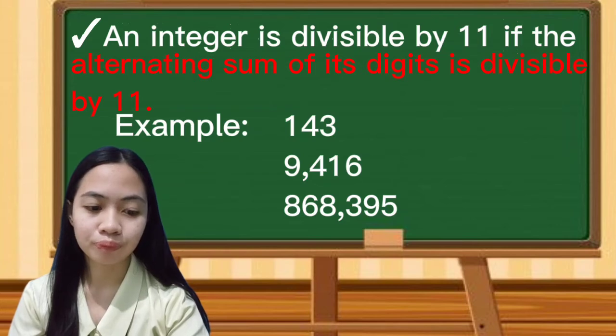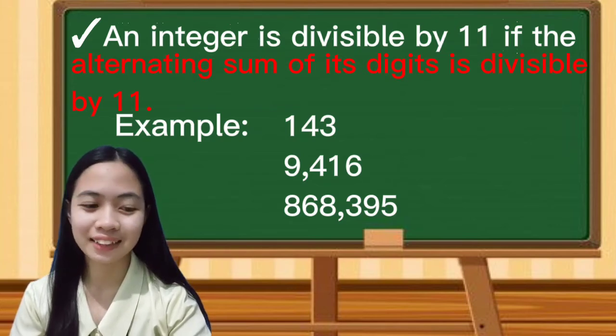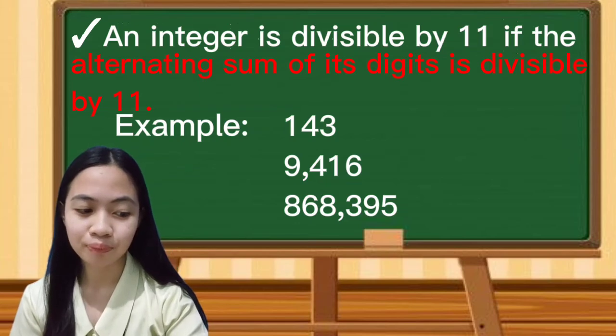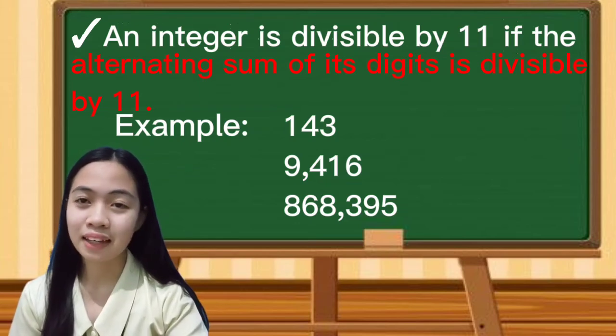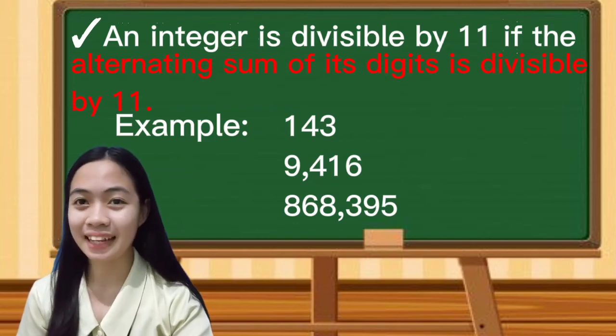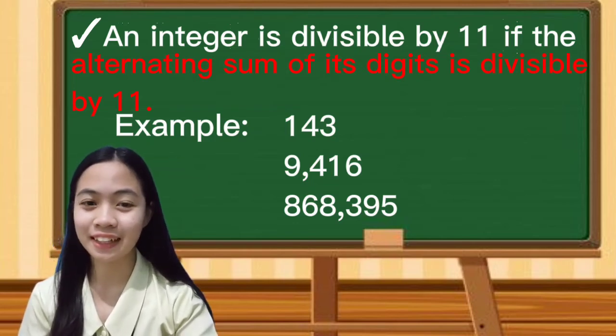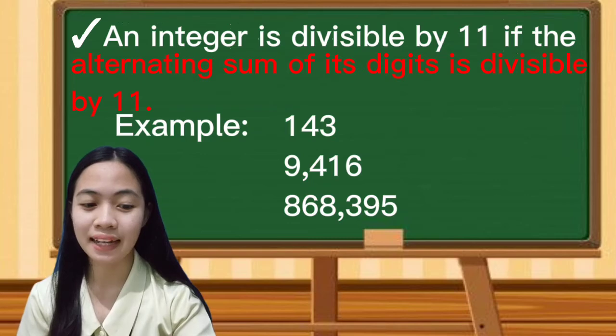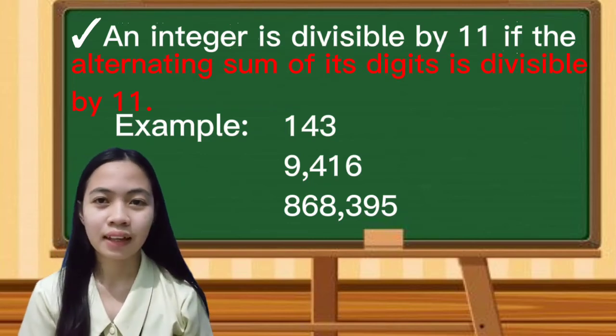Another one, 868,395. 8 minus 6 plus 8 minus 3 plus 9 minus 5 is equal to 11, and 11 is divisible by 11.